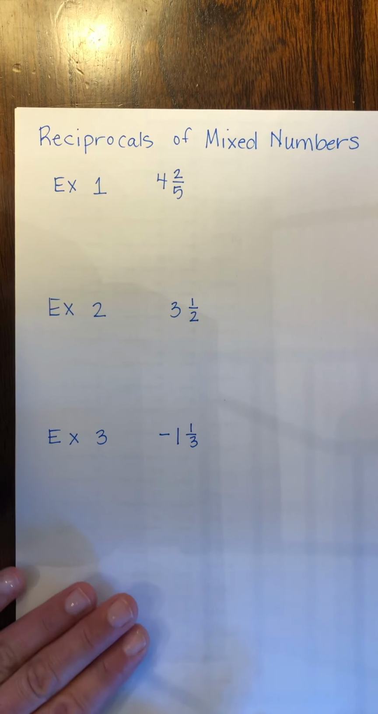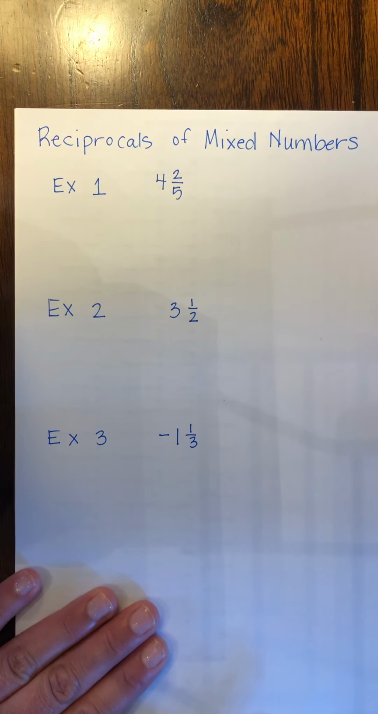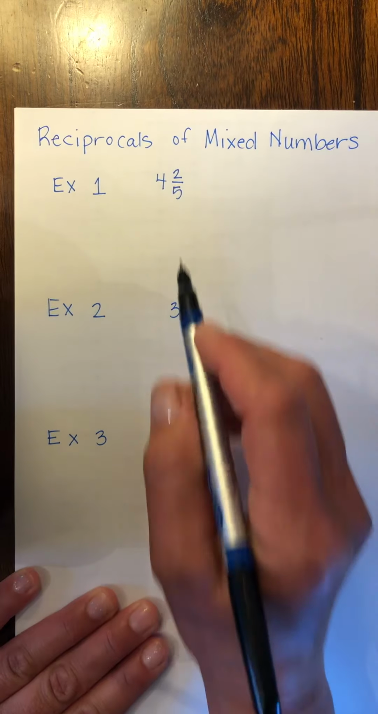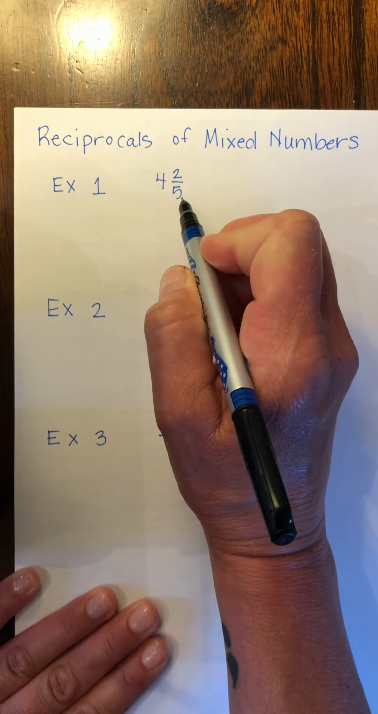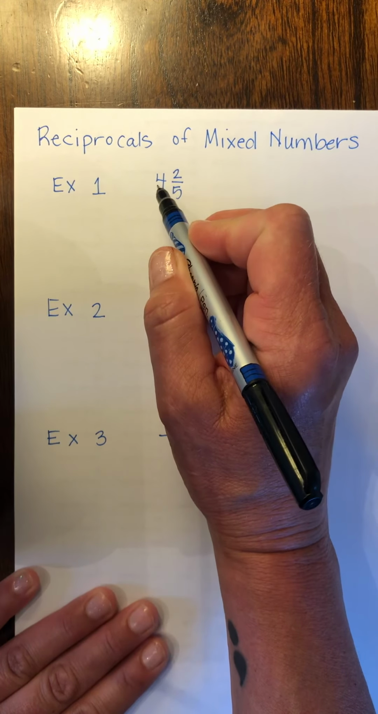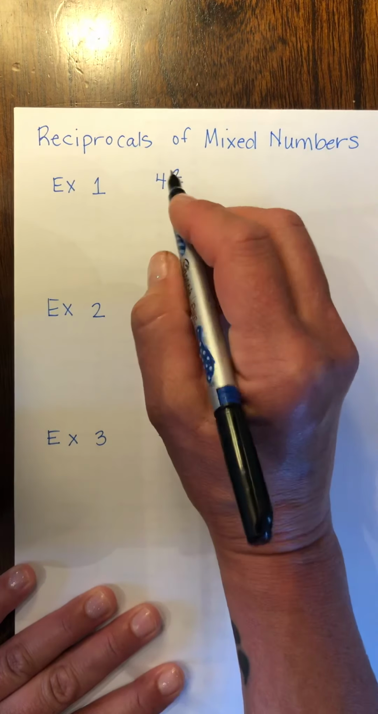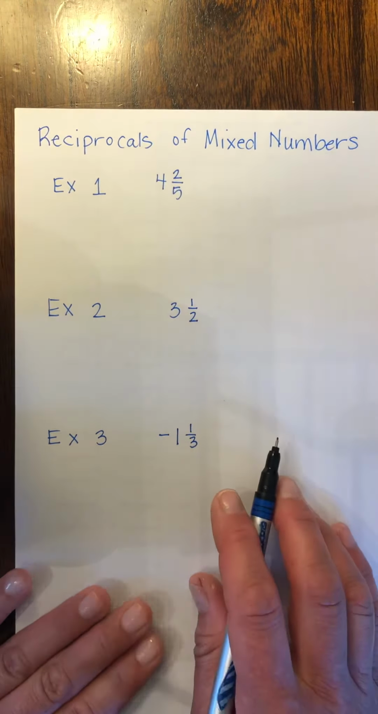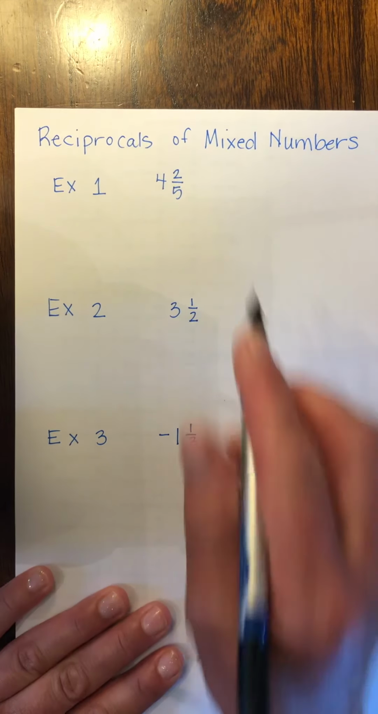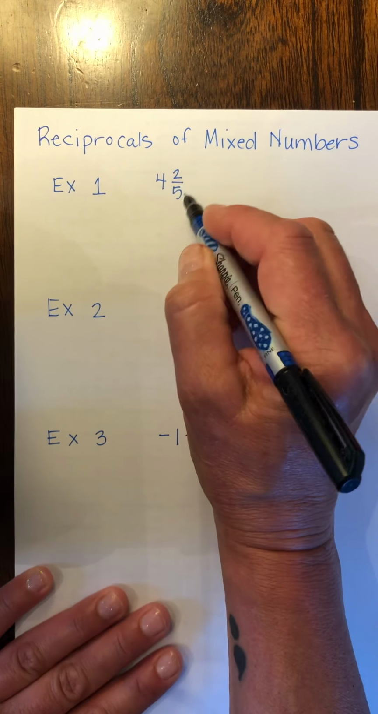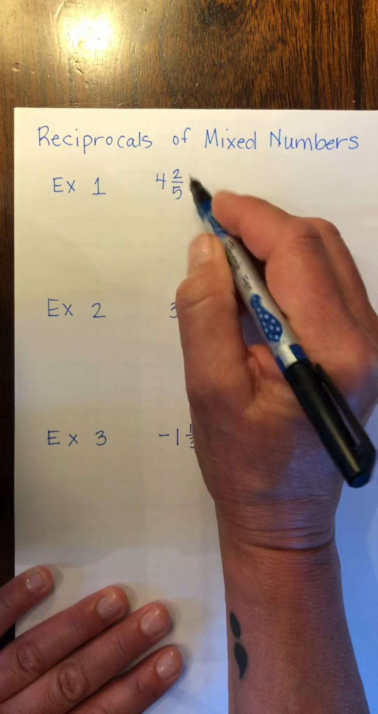But I wanted to show you the way to find the reciprocal of a mixed number. So you see how that's 4 and 2/5? This really means 4 plus 2/5. But before we can do a reciprocal, we need to turn this into a fraction and not a mixed number. So you can't just flip the fraction here like we did yesterday. We have to turn this into a fraction.